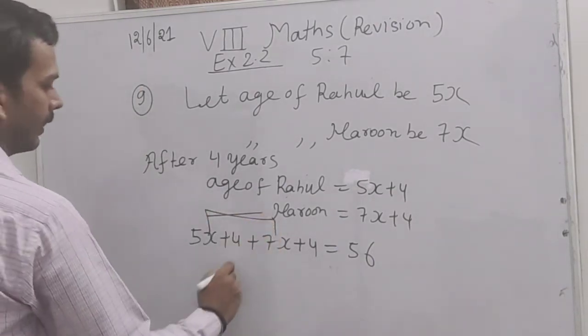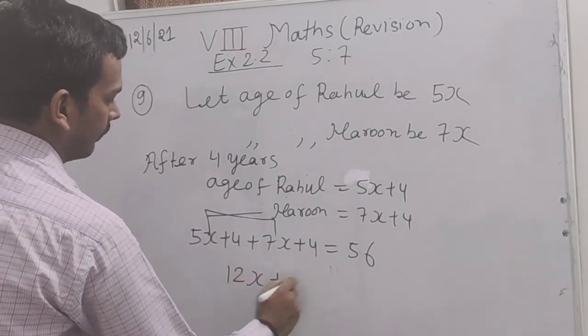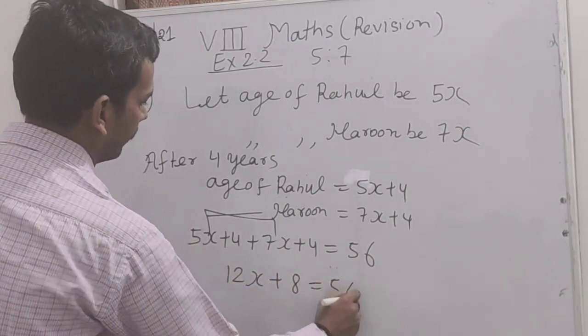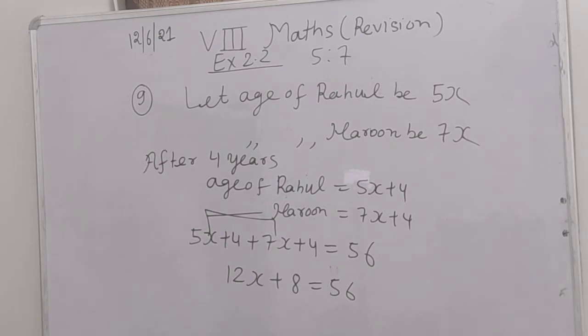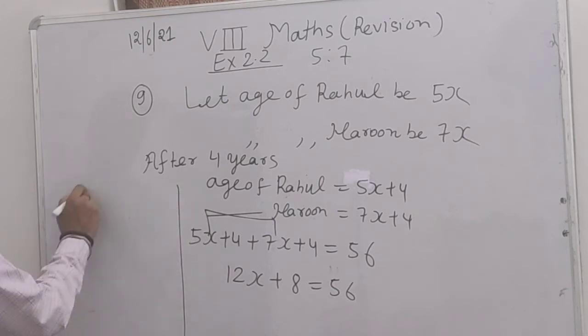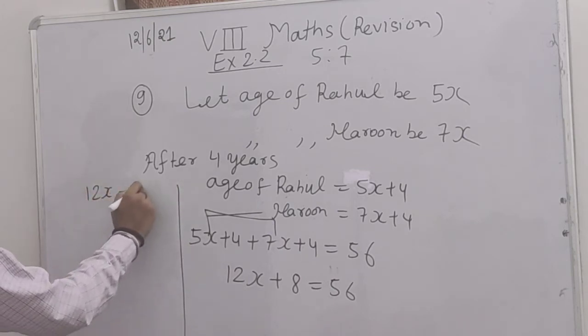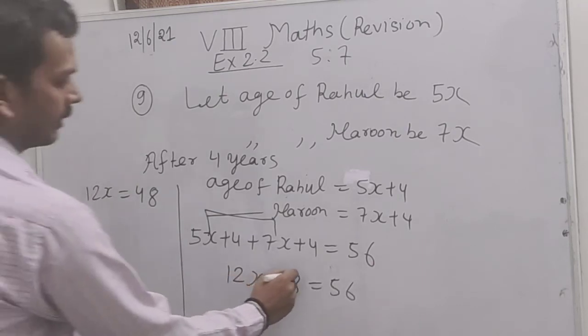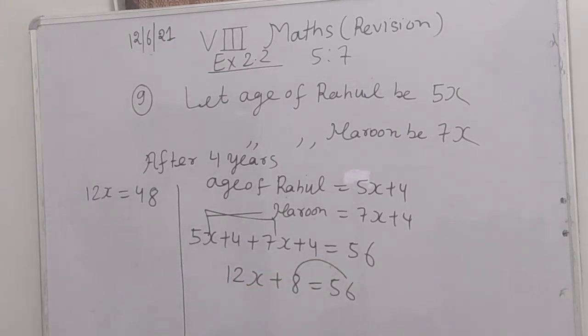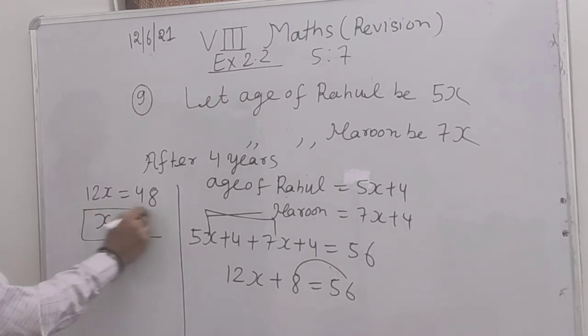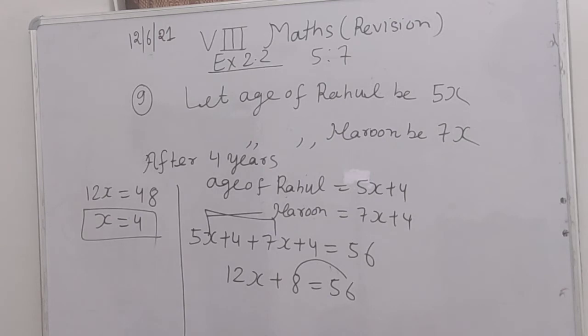So 5x plus 7x is 12x, plus 8, is equal to 56. So 12x is equal to 48. When you transfer 8 to the right hand side, 56 minus 8 is 48. Then the value of x is equal to 4. This is not the age of anyone. This is the value of x.